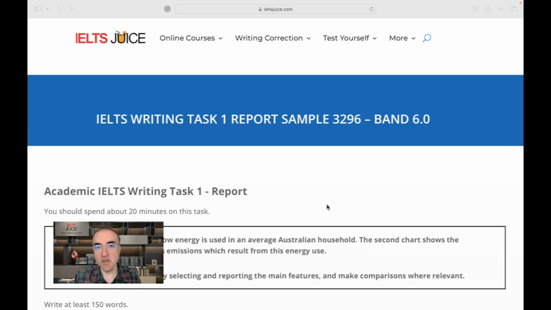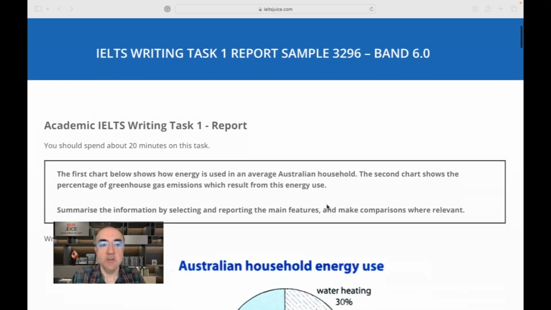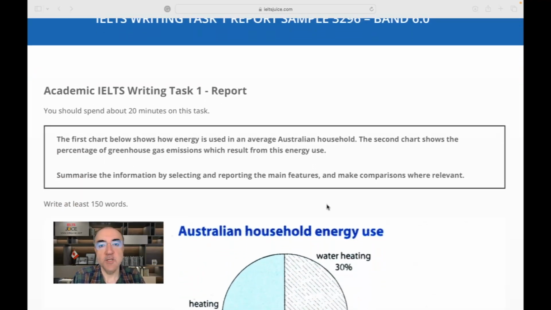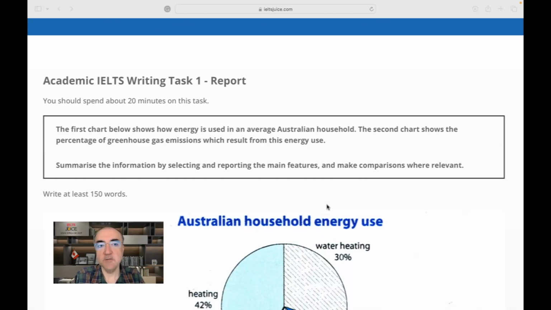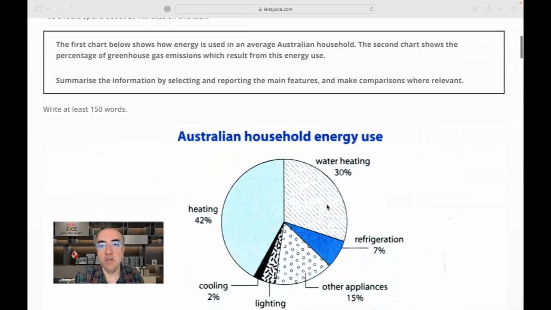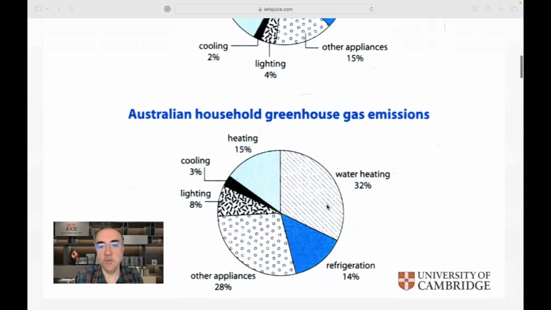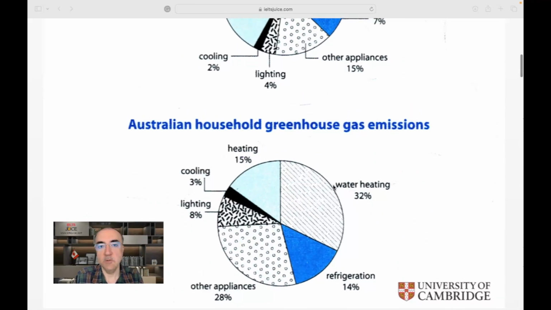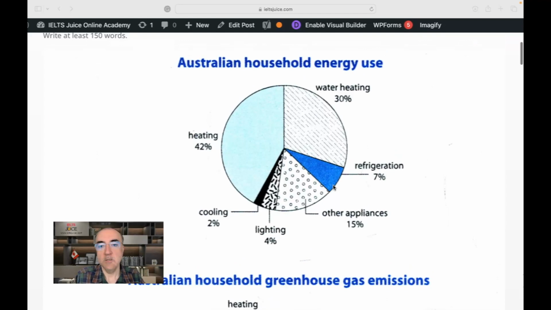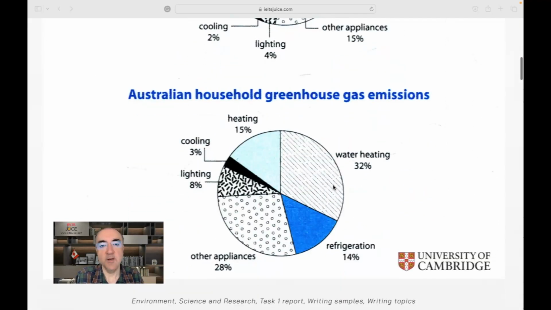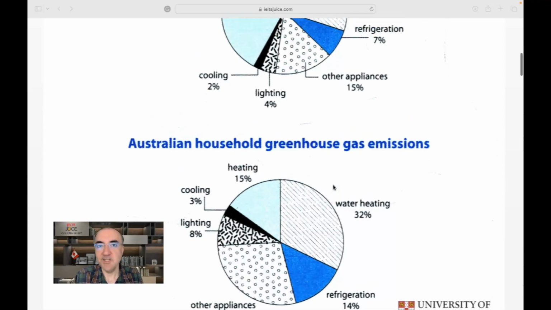Let's start assessing a report today. The first chart below shows how energy is used in an average Australian household. The second chart shows the percentage of greenhouse gas emissions which result from this energy use. Here is the chart. Okay, one pie chart and two pie charts. Beautiful. I see no time frames here, which means we are only allowed to use present simple tense.